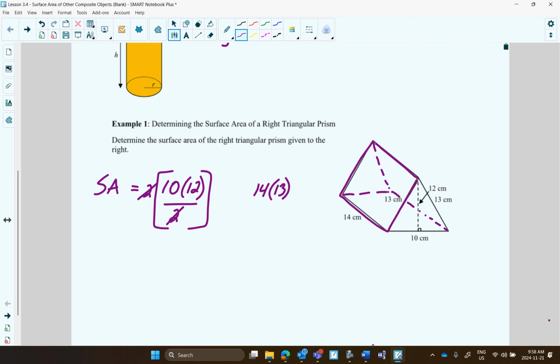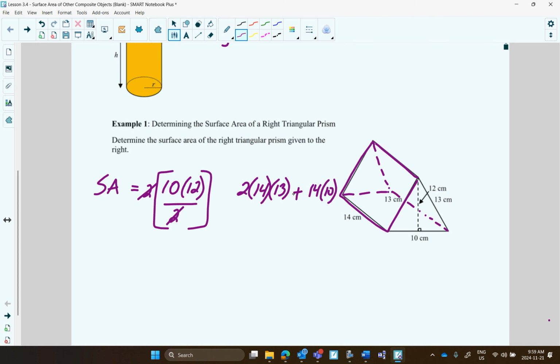Are there any other rectangles that are the same? This one, right? This one's the same, 14 by 13. So I'm just going to times it by 2. But the one on the bottom is different, isn't it? Look at the bottom one. What's the length? 14. What's the width? 10. So it's 14 times 10.